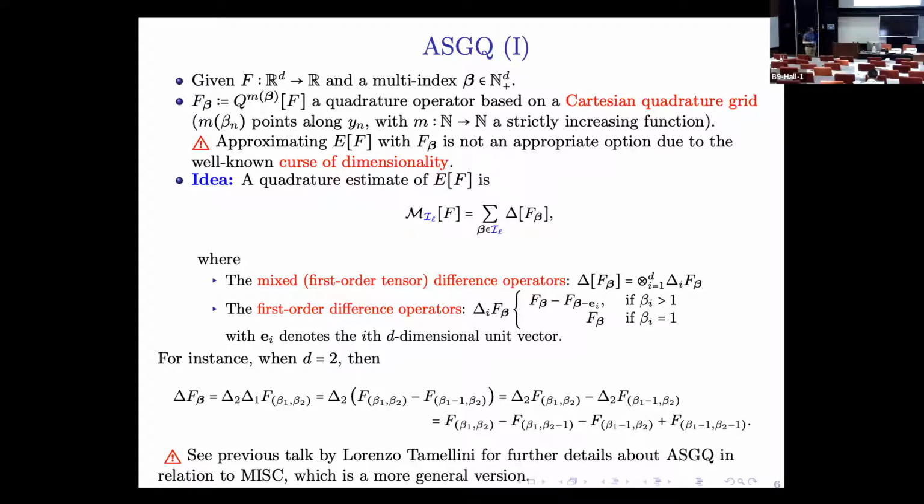Here one can write the quadrature estimator as a sum over a certain index set IL of mixed differences operators that are defined as tensor product of first order differences operator. Here I give you an example of how this looks when d equals 2. The main idea is to come up with smart ways to construct this set of indices such that we have less and less the effect of dimension on the convergence rates of the quadrature.